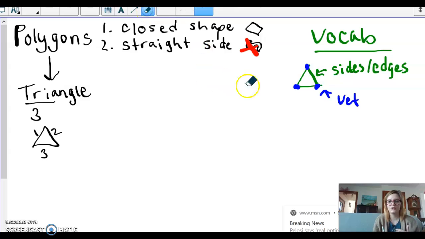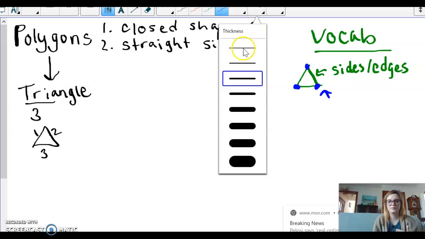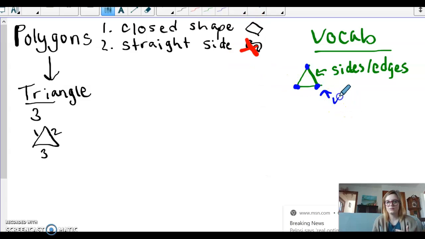Let me make sure I spell everything right. So this point here is a vertex. Multiple of them are vertices. So in a triangle, since our magic number is 3, we want 3 sides, 3 vertices. So I'm going to go back over this sample triangle here. I've got 1, 2, 3 sides. Good. I'm going to count my vertices. 1, 2, 3. And that tells me I have a triangle.